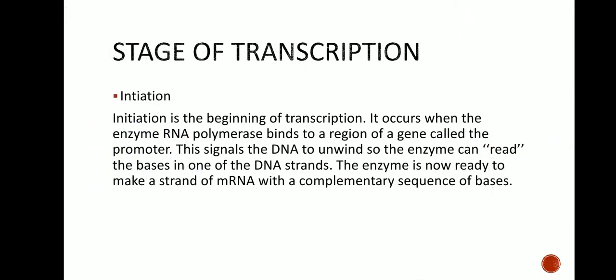Initiation is the beginning of transcription. It occurs when the enzyme RNA polymerase binds to a region of a gene called the promoter. This signals the DNA to unwind so the enzyme can read the bases in one of the DNA strands. The enzyme is now ready to make a strand of mRNA with the complementary sequences of bases.